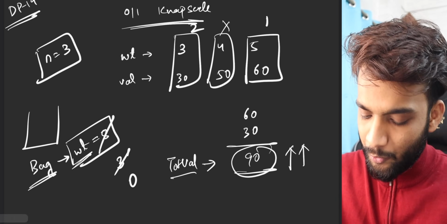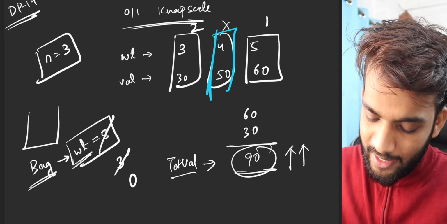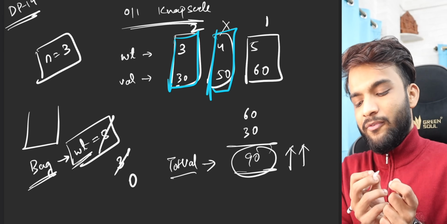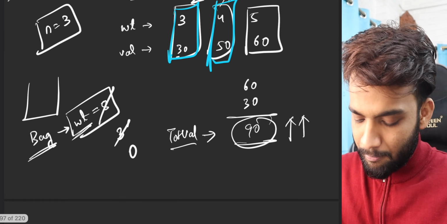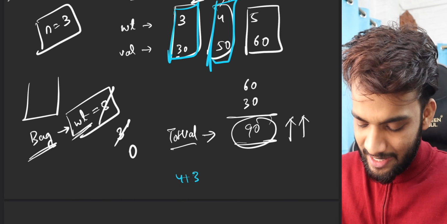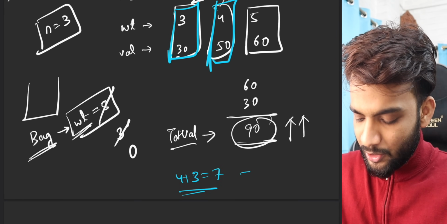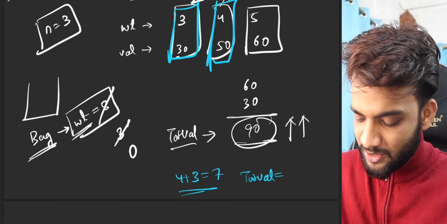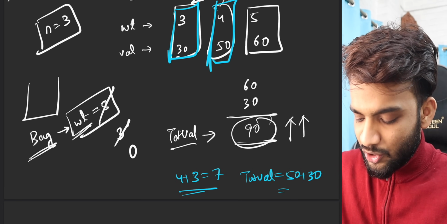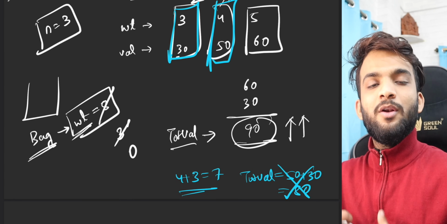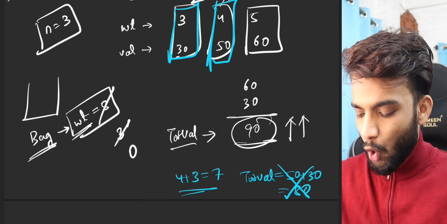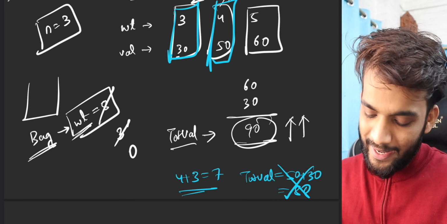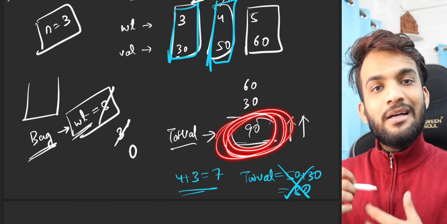Now you could have also gone with this item and this item. So if you had stolen the blue items, then the bag weight would have been 7, but the total value that you would have generated would have been 50 plus 30, which is 80. So this is not a preferable way, because if you steal the blue items, then the total value is not maximum. The maximum that you can generate is 90.